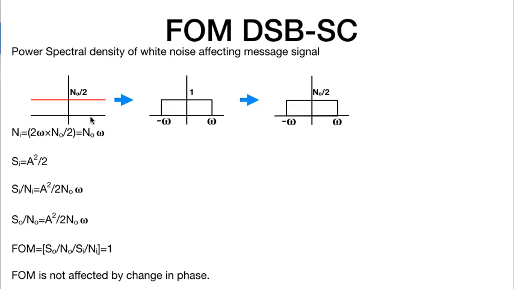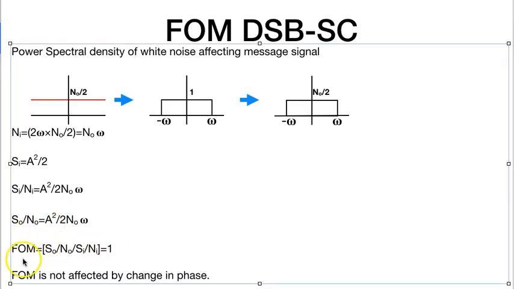Moving further, we have the PSD of a baseband noise signal, which is N0 omega. The input signal power can be calculated by A square by 2. The input signal power over the noise power is A square upon 2 N0 omega, and similarly is the output power. So the figure of merit is 1, which is not affected by any change in phase.